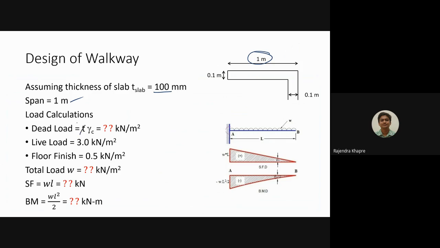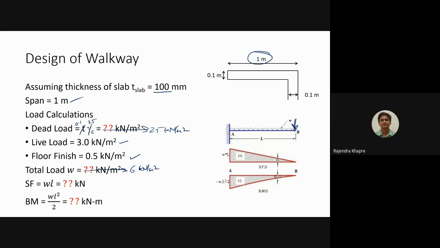So dead load, if you calculate, it is 0.1 into 25. So this comes out to be something like 2.5 kilonewton per meter square. Okay, and live load we can assume this as 3 and floor finish as 0.5. So the total load comes out to be 6 kilonewton per meter square. And you can see this is a simple cantilever kind of a slab, so it will be subjected to UDL. Okay, so if you want, here there is a handrail, so that load also you can consider if it is made up of some brick or maybe a concrete. Okay, usually a railing is provided, so we can take that load also.